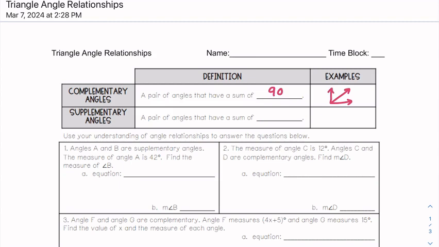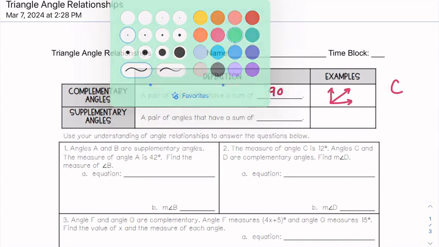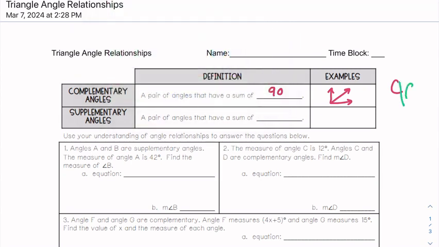And I always remember that complementary angles have 90 degrees by looking at that first letter it starts with, a C. And out of that C, I can make the number 90. So that's how I remember that complementary is 90 degrees.